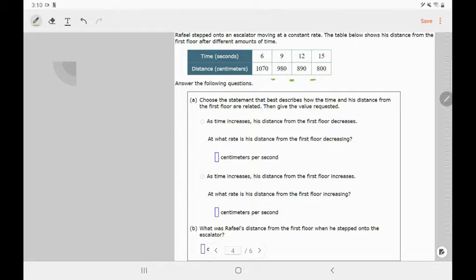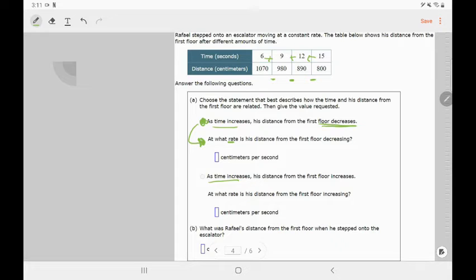Choose a statement that best describes how the time and his distance from the first floor are related. So time is increasing for both of these options, and it is here, plus 3, plus 3, plus 3. Okay, but what's happening to the distance? The distance is decreasing. So I would choose this option right here, and we're going to answer the follow-up question. At what rate, remember that's my slope, is the distance from the first floor decreasing?